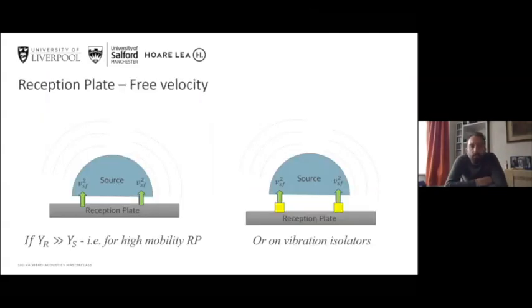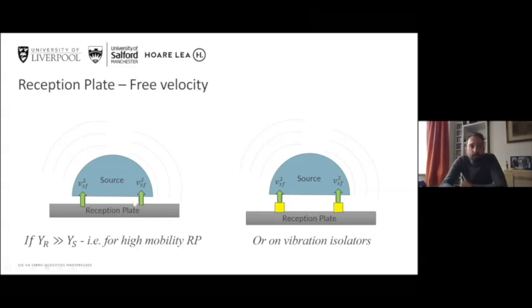Another thing we might prefer to do, depending on whether we use a heavyweight reception plate or a lightweight one, is we could also measure the free velocity of the source. So in cases where the mobility of the receiver is instead much higher than the source, it's a simple matter of attaching one accelerometer at each of the contact points between the source and receiver, and measuring the spatially averaged velocity squared at the contacts between the source and the receiver.